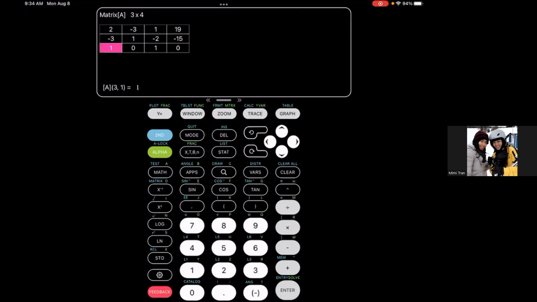Again, use the opposite side, okay? Do not use the subtraction sign. You want to use the opposite, the negative sign.